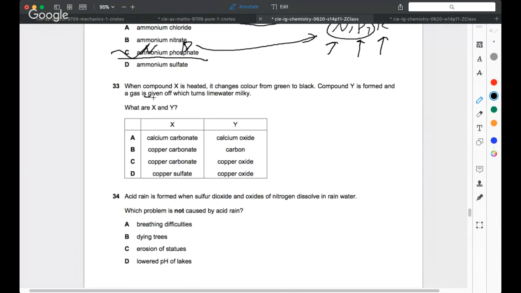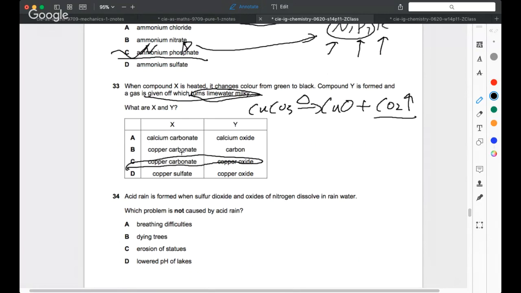So the reaction happening here is copper carbonate heating, and it decomposes into copper oxide and gives off carbon dioxide as a gas, which turns lime water milky. So it would be C, because you know the gas is carbon dioxide, and you know that the other oxide which is left is copper oxide, because copper oxide is black and copper carbonate is green. So it turns from green to black. So the right answer is C.